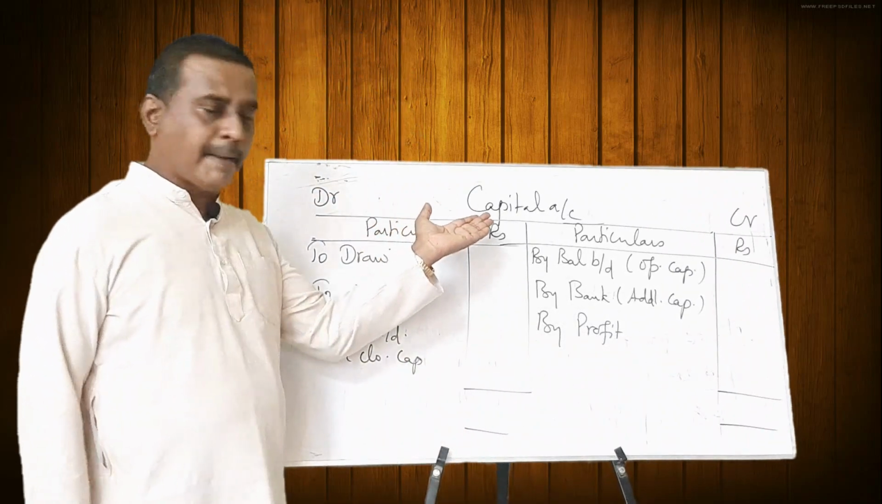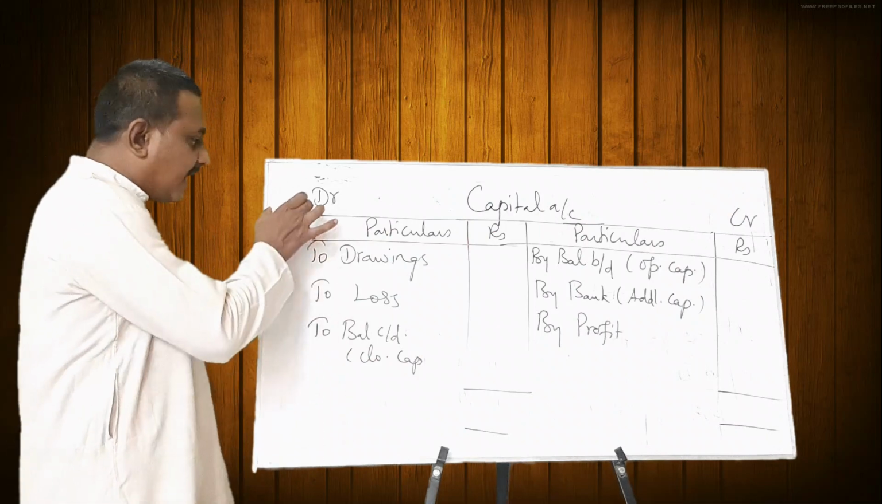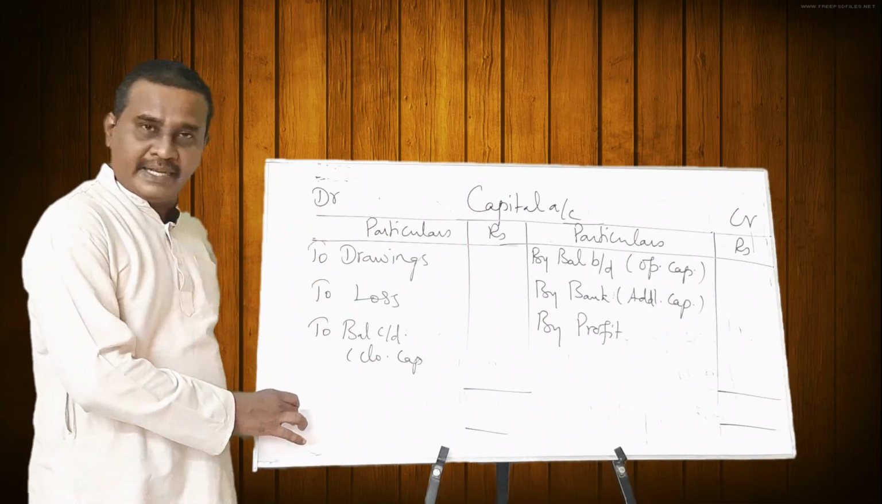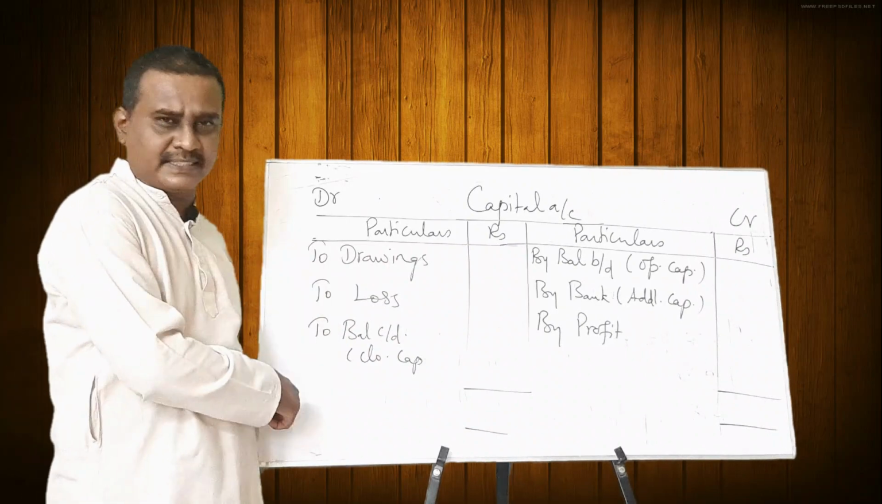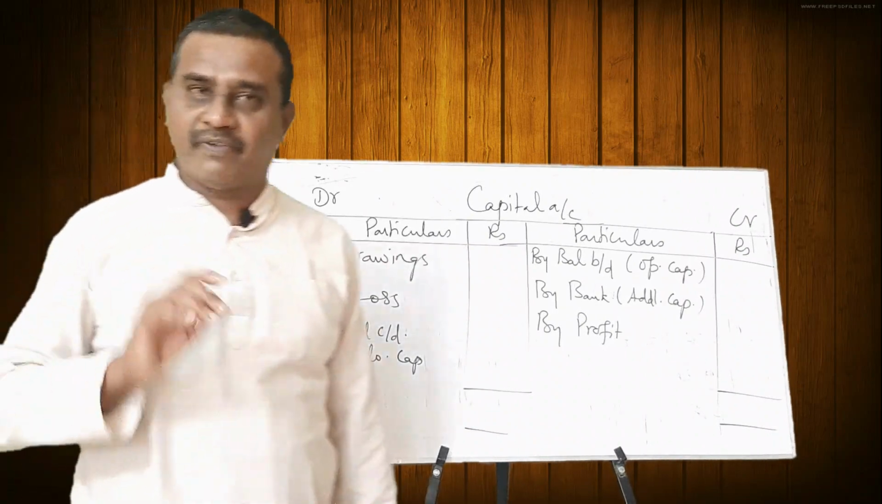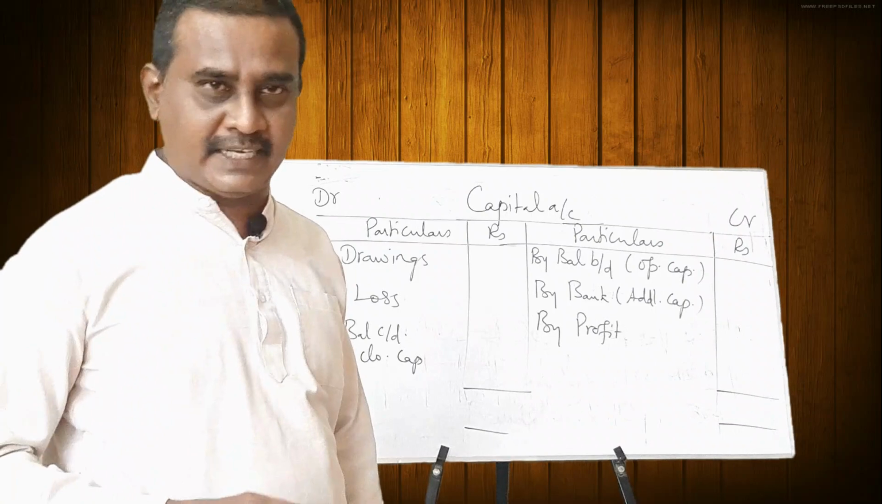And this is the capital account format. Actually, there will be a column by the name date. I have missed it. Purposely I missed it because it is not necessary and it is a time consuming factor also. So let us leave that date column.